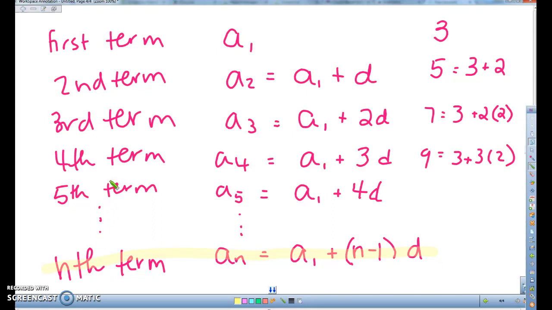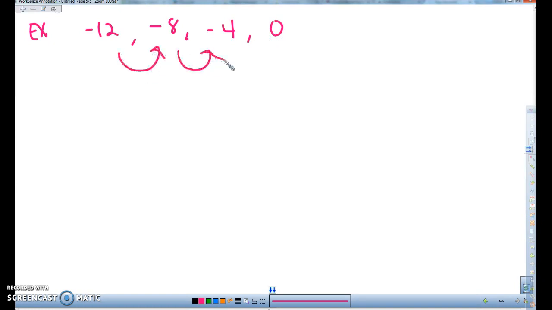Okay? And let's look at some examples where we would use it. So let's say we start with a sequence, -12, -8, -4, 0. First of all, I need you to find that common difference.